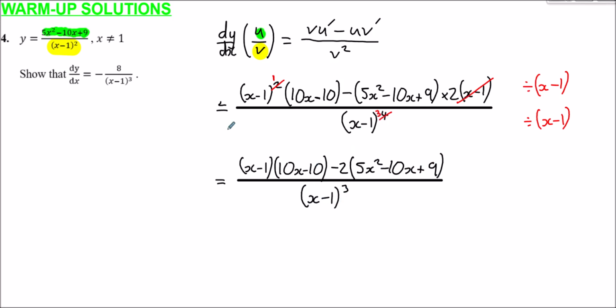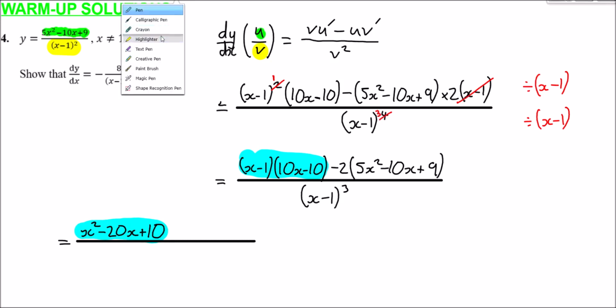Now, we want to show it's all over x minus 1 cubed, so we're on the right lines. We just need to simplify this top and hope it comes out to be negative 8. So, carry it on. Let's see what we get. The first bit here, the x minus 1 expanded out by 10x minus 10. We're going to get 10x squared, x times minus 10, minus 10x, minus another 10x, so minus 20x. Minus 1 times minus 10 gives plus 10. And so we get this.